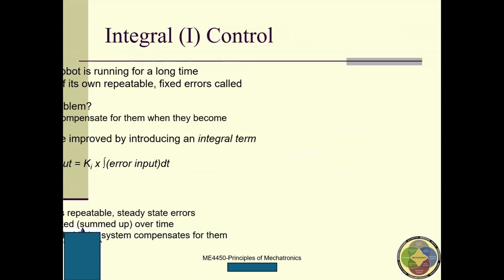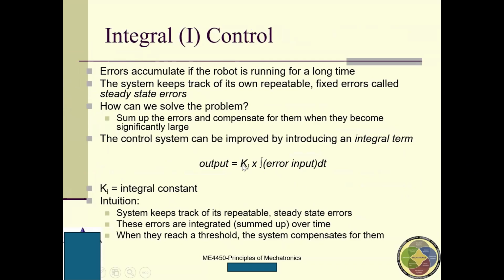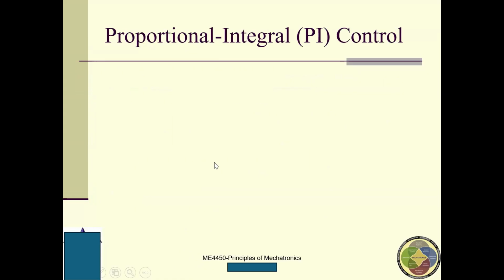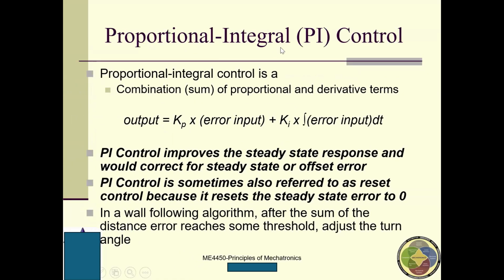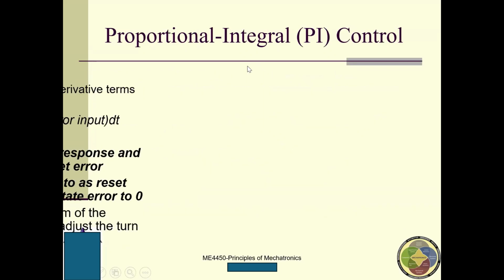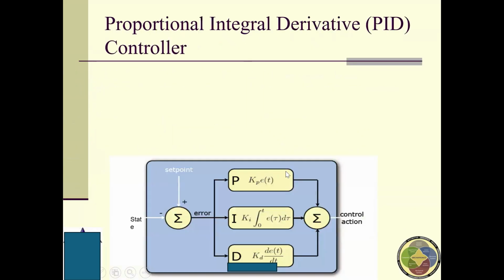The third one is the integral control. You can see the integral control output is KI, the integral constant, times the integration of this error input with respect to time. That's the reason this is called integral control. So this is the third one. We can put them together to get PI, and then PID. We can put all of these three control algorithms together.